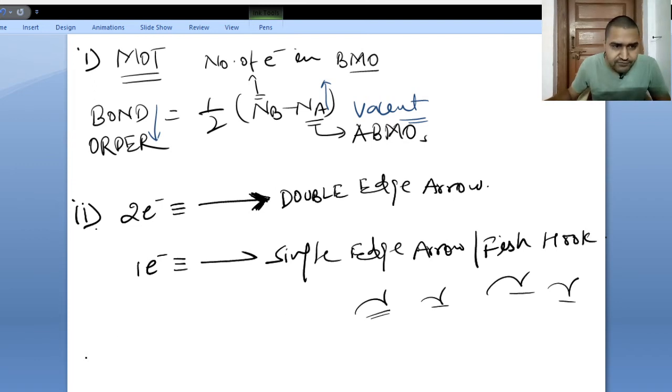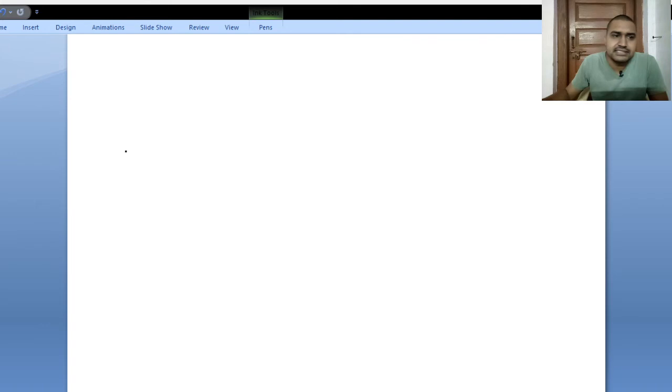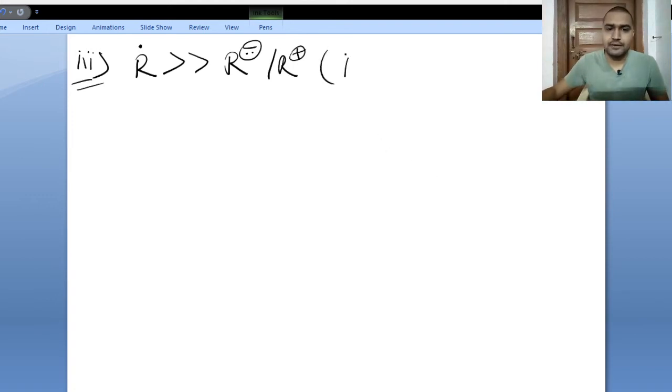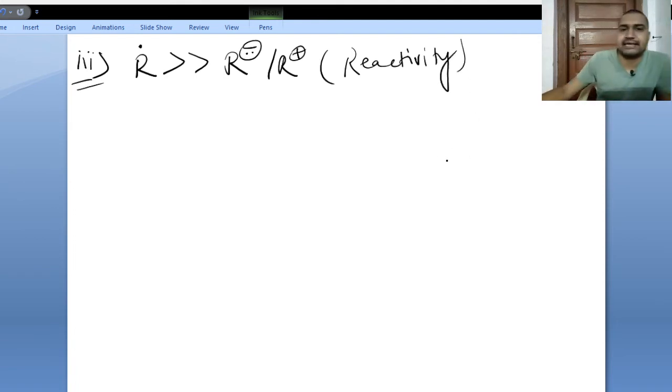Now the third and final thing that we are going to discuss is why free radicals are highly energetic, and so much more energetic than carbanion as well as carbocation. This is your reactivity order. So why is this happening? Why are free radicals highly energetic? They require zero activation energy.